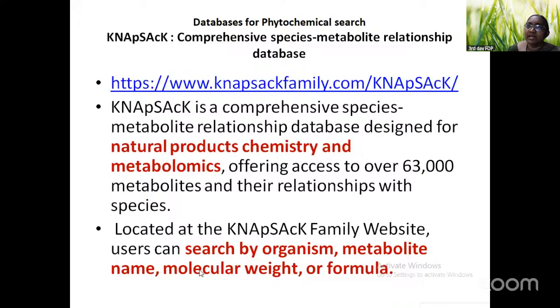So the second one is KNApSAcK. This is the comprehensive database having the natural products, chemistry, and metabolomics. Here it has about 63,000 metabolites and their relationship with the species. The search can be done by the organism name or metabolite name or the molecular weight of a particular compound, or we can give the chemical formula for the search in this database.